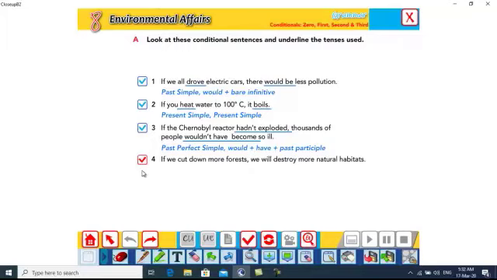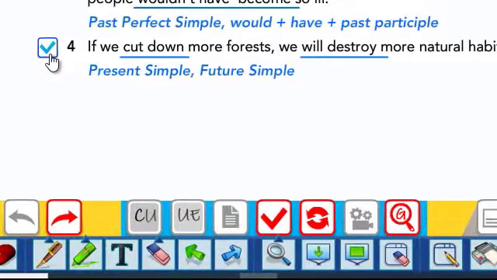Now let's move to sentence number 4. If we cut down more forests, we will destroy more natural habitats. Here we have if plus present simple, the other sentence future with will, and we call this the first conditional. This was exercise A. Now let's move together to the next exercise.